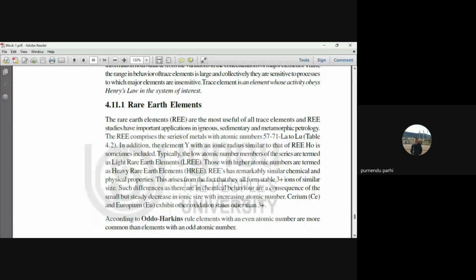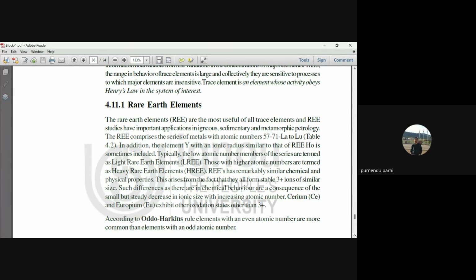Then the rare earth elements. The rare earth elements are the most useful of all trace elements, and rare earth element studies have important applications in igneous, sedimentary, and metamorphic petrology. The rare earth elements comprise the series of metals with atomic numbers 57 to 71. It is from lanthanum to lutetium.